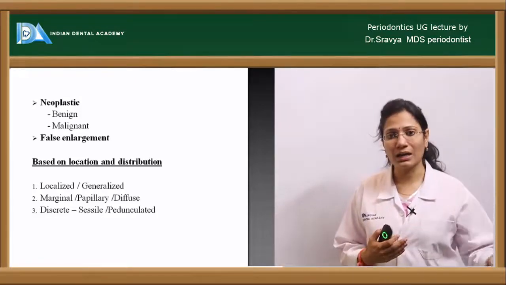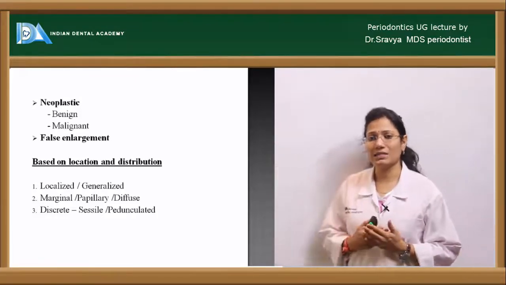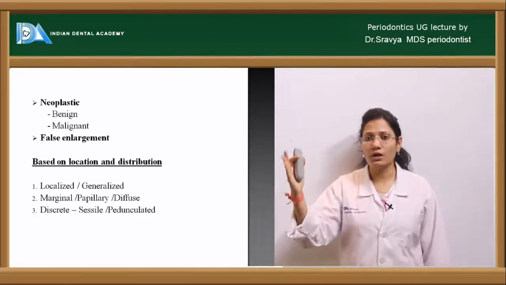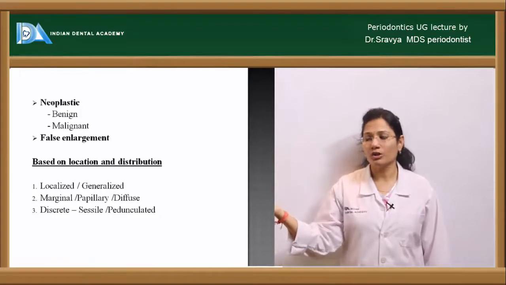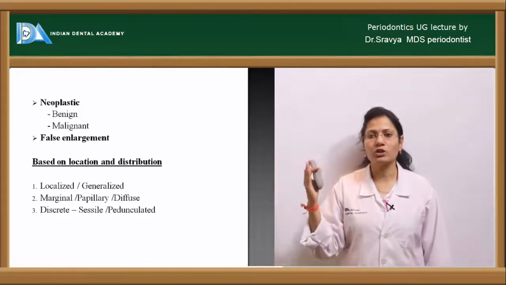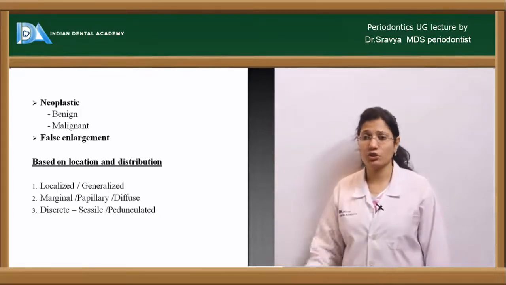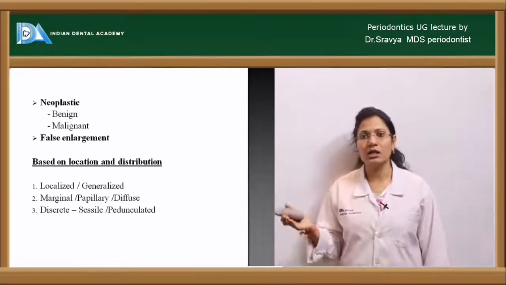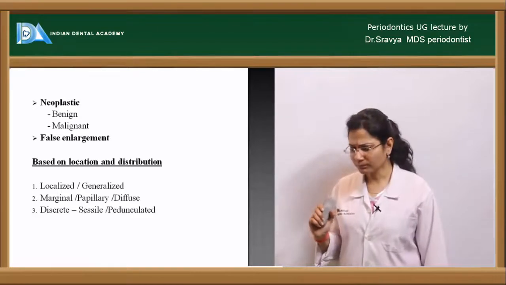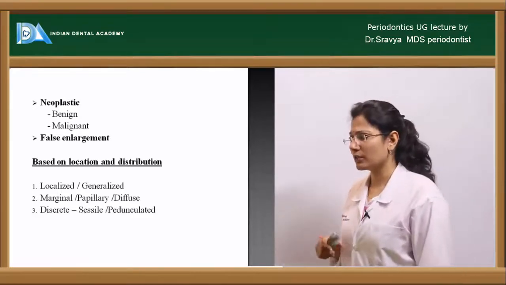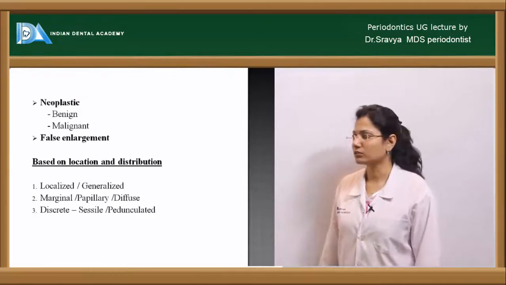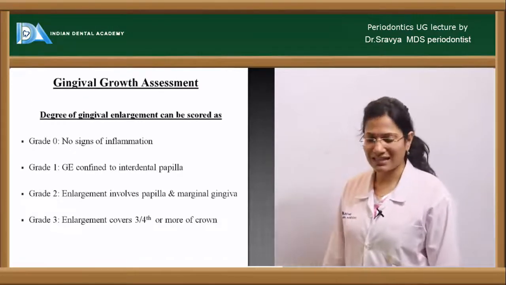Again, there's another classification based on location and distribution. Either it can be a localized enlargement or a generalized enlargement, limited to the marginal gingiva or the papillary gingiva, or involving all parts of the gingiva, that is diffuse enlargement, which includes the marginal, interdental, and attached gingiva. You can also categorize gingival enlargement as discrete, that is either sessile or pedunculated.